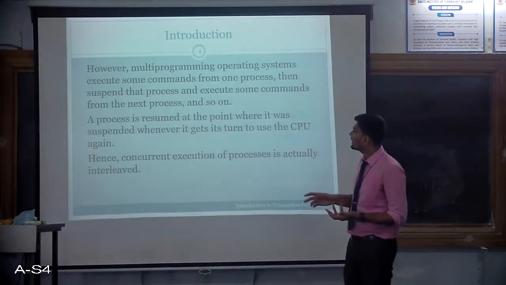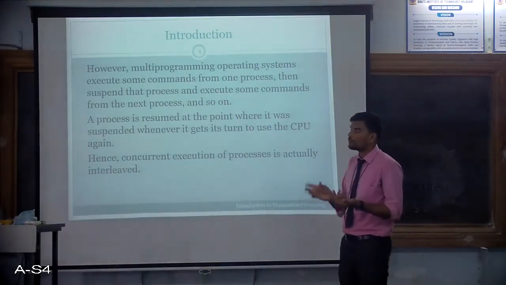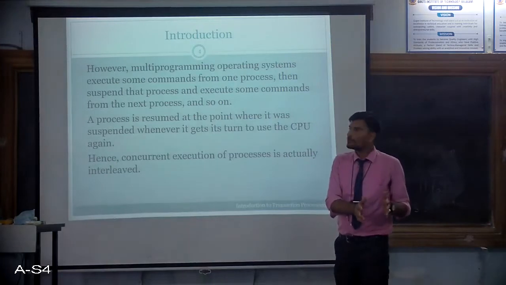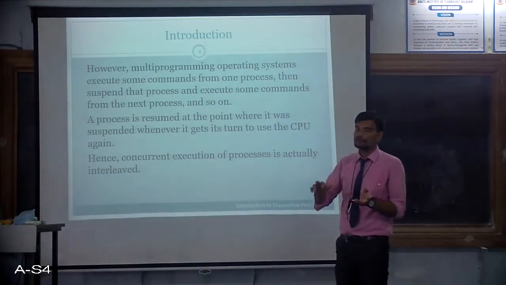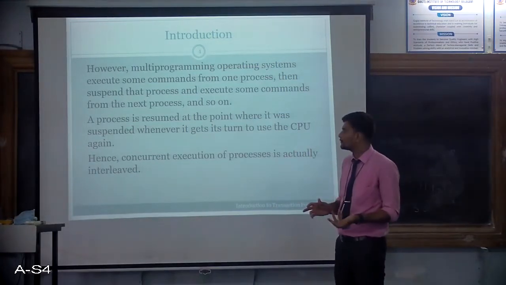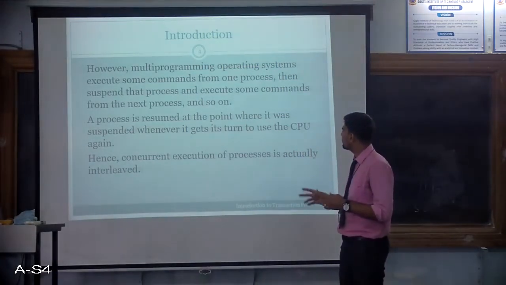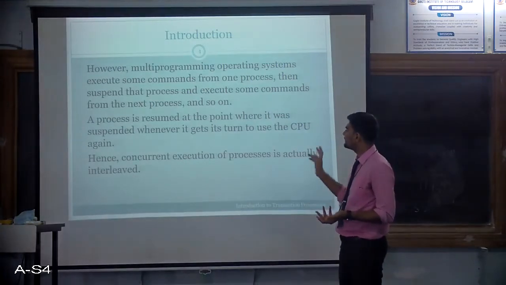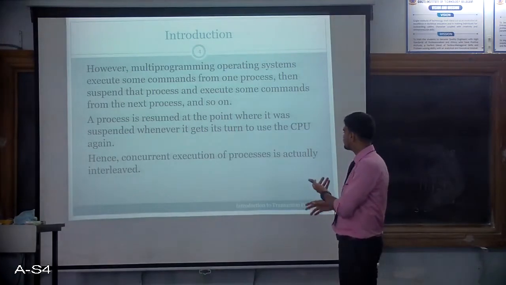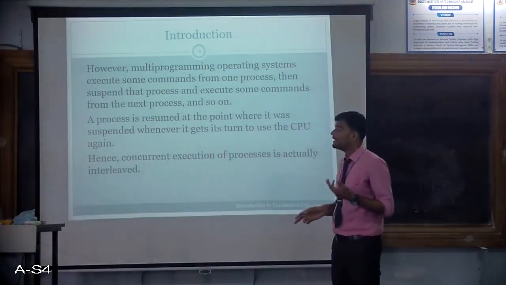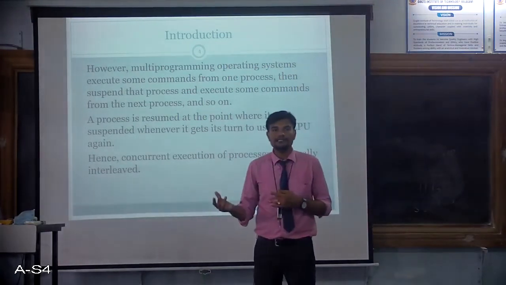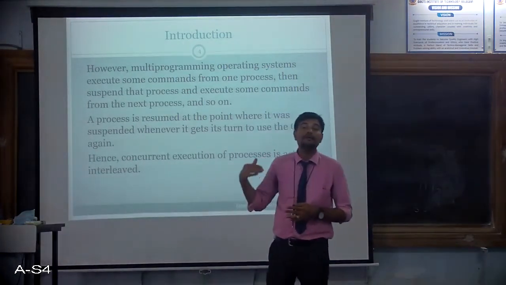So in that case, what it does is execute some commands from one process, then suspend that process, and then again execute some commands from the next process, and so on. It continues. A process is resumed at the point where it was suspended whenever it gets its turn to use the CPU again. Hence, concurrent execution of processes actually happens in an interleaved fashion. So here two processes are executing concurrently at the same time in an interleaved fashion.